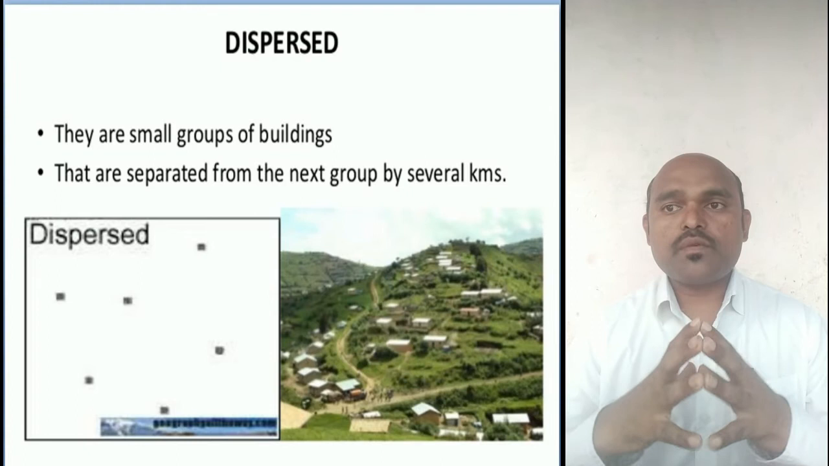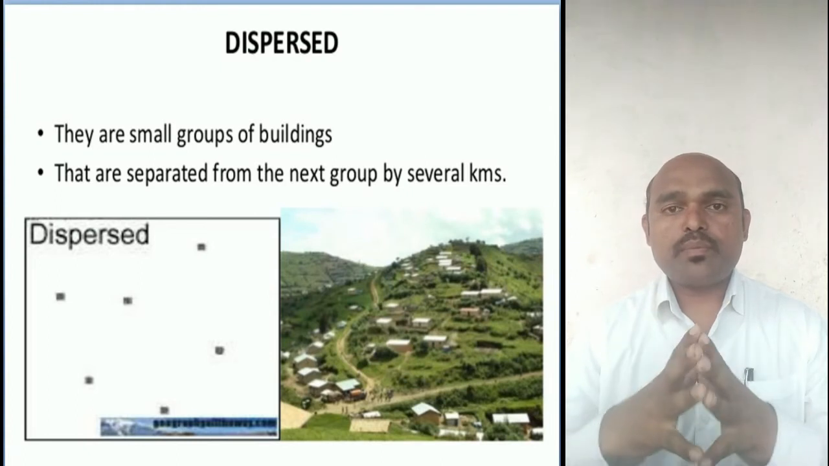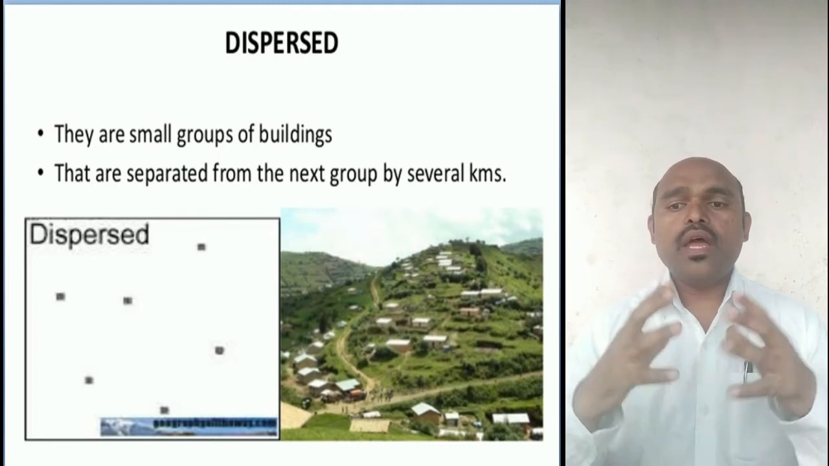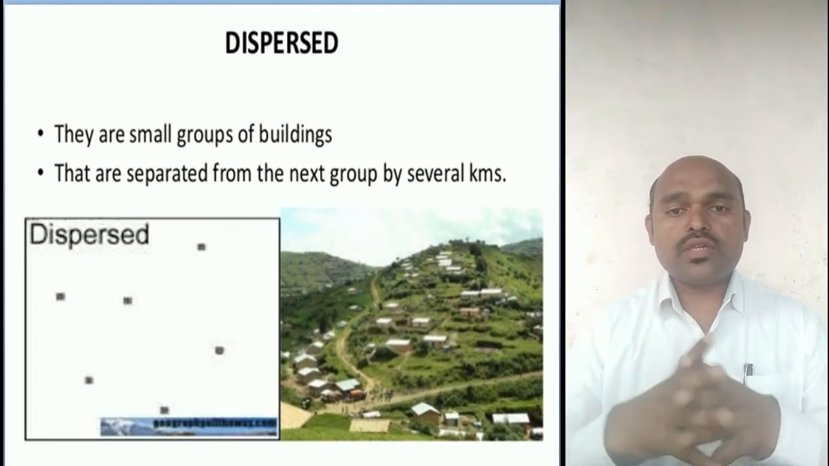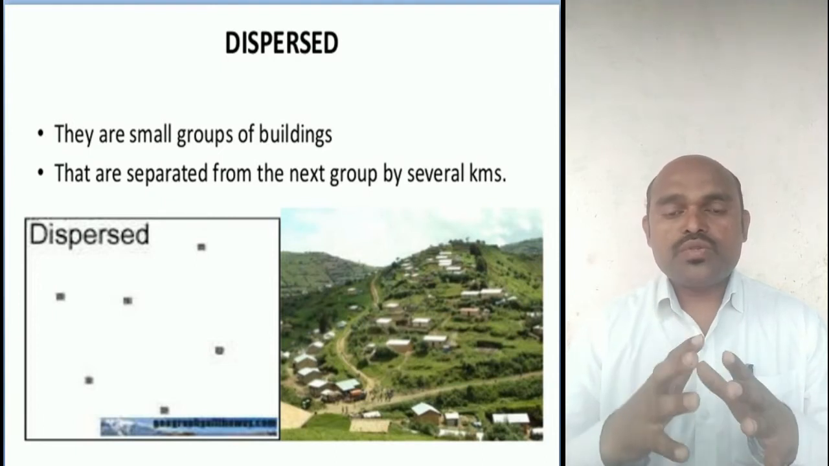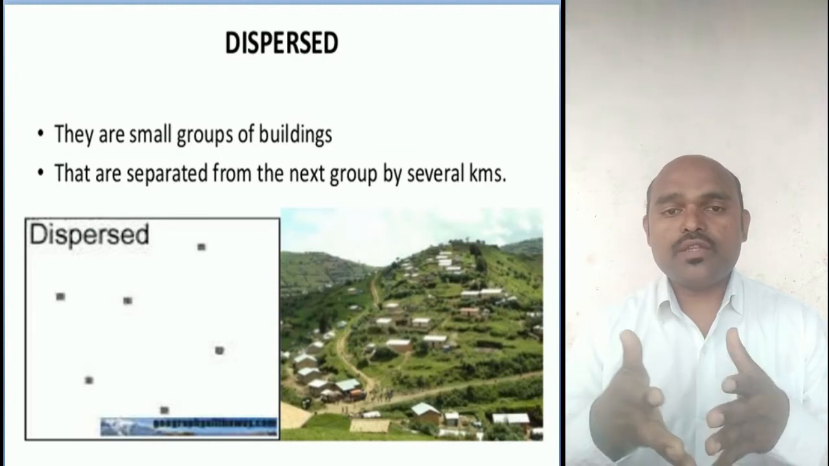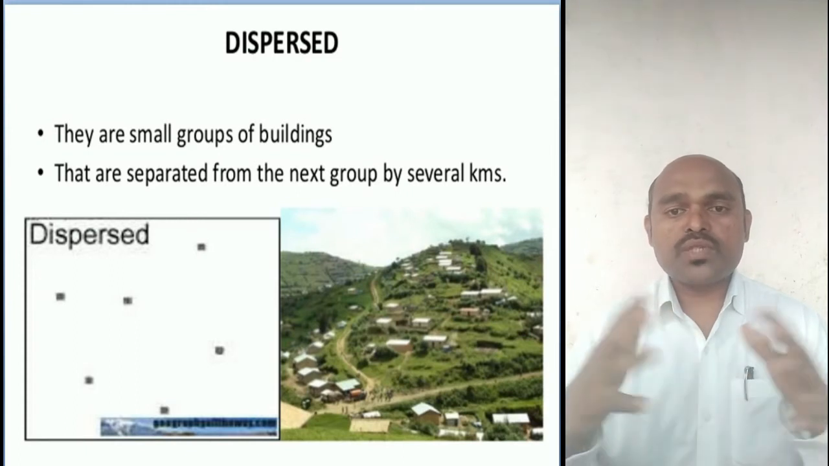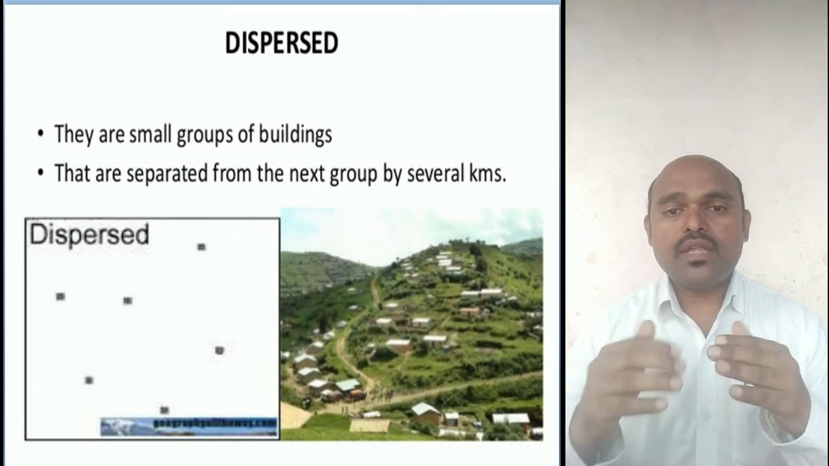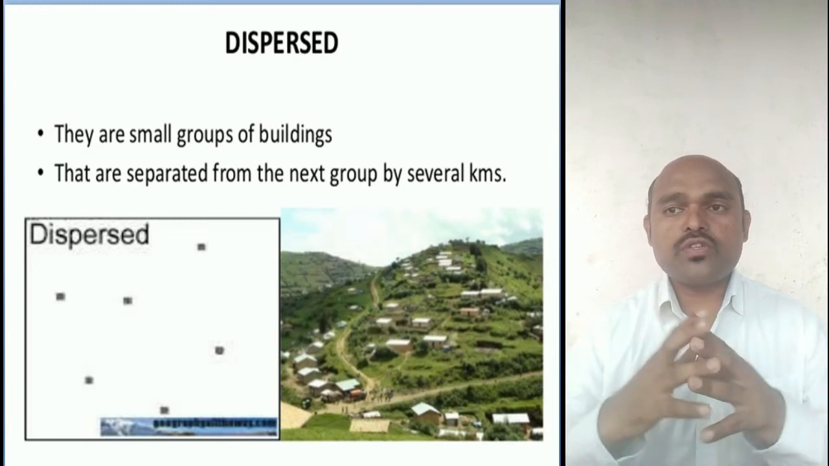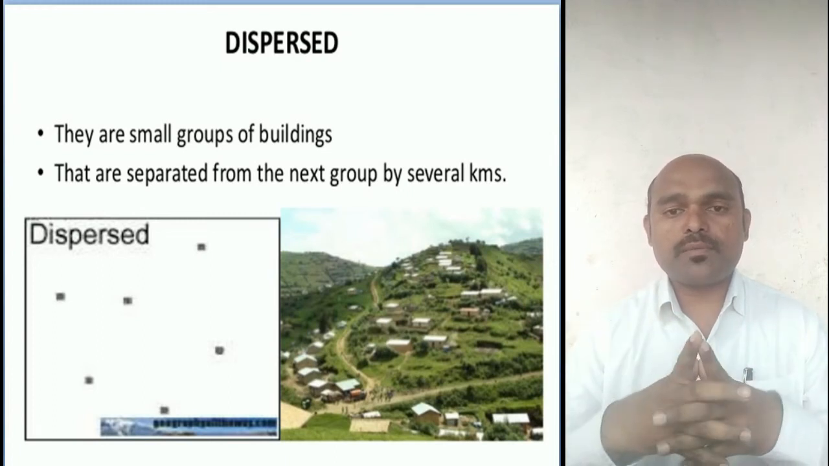Now where do we find such types of settlements? The dispersed type of settlement we find in the tribal parts of India, basically in the central part of India. Also in eastern and southern Rajasthan we find the dispersed type of settlement pattern. Not only there, but also in the Himalayan slopes, where the houses are very far away from each other. Then the land with dissected and uneven topography, in such regions also we find the dispersed type of settlement pattern.